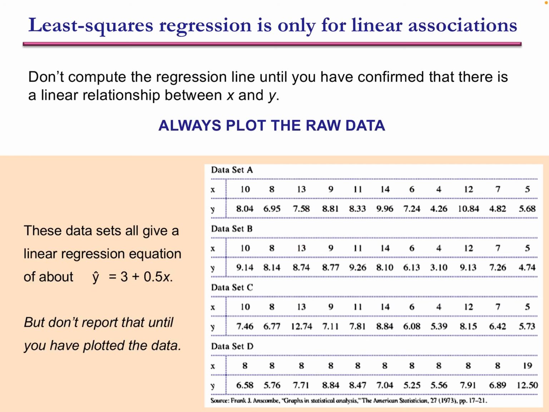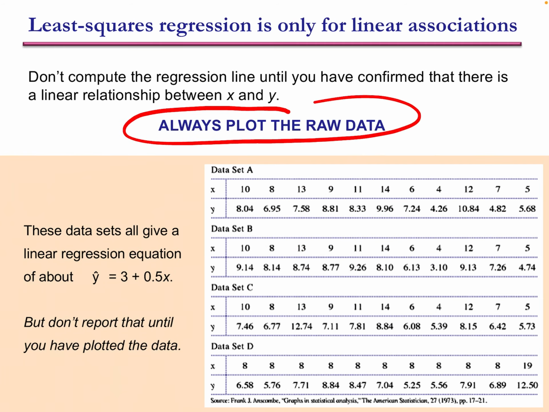Well, how do you know that going into it? You have to plot the raw data first, always. Always do a scatter plot and make sure that the scatter appears linear before attempting linear regression. So, what do I mean by this? Well, take a look at all these different data sets, A, B, C, and D. If you do linear regression on all of these, they all give you exactly the same equation for the line of best fit.